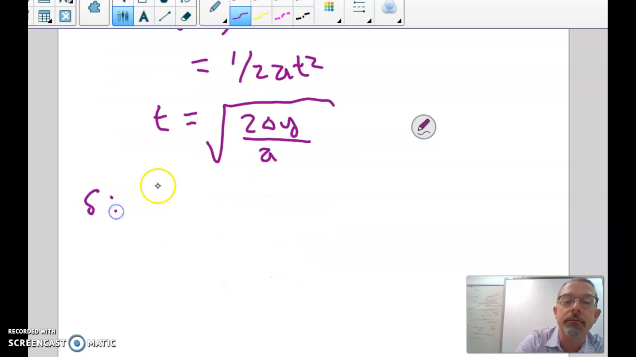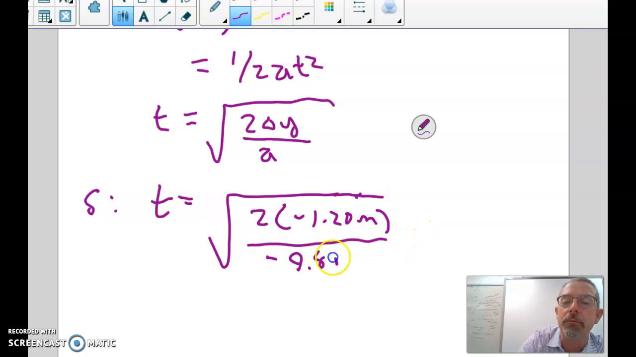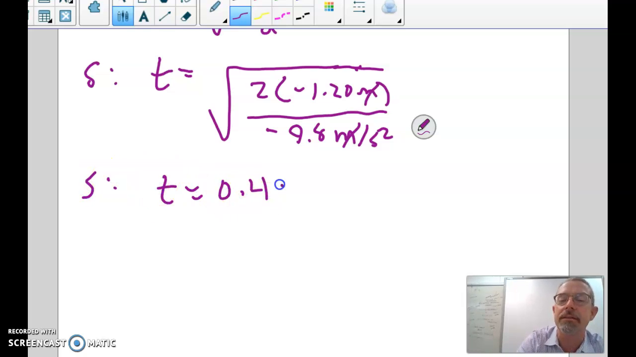Now I can substitute in time equals the square root of 2, and you may have been dismayed by that negative, but here's where it comes out in the wash: negative 1.20 meters over my negative acceleration of negative 9.8 meters per second squared. And so you end up with a meter divided by meter. Those are going to reduce out. You end up with 1 over 1 over second squared, which ends up being second squared. You take the square root of second squared, you get seconds. So when I finally solve it, my time here equals 0.49 seconds.